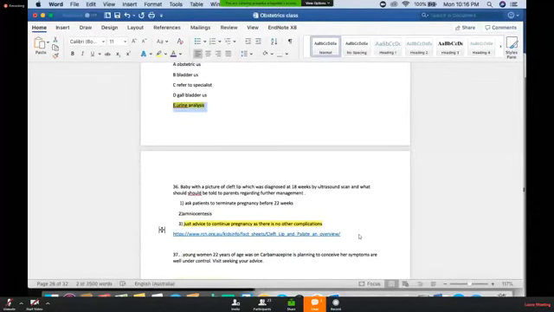Yeah. Next, a baby with a picture of cleft lip, which was diagnosed at 18 weeks by ultrasound scan. What should be told to parents regarding further management? Because she was diagnosed with cleft lip at 18 weeks, do you recommend the mother to go for an abortion? No. Why? We can repair it after delivery.